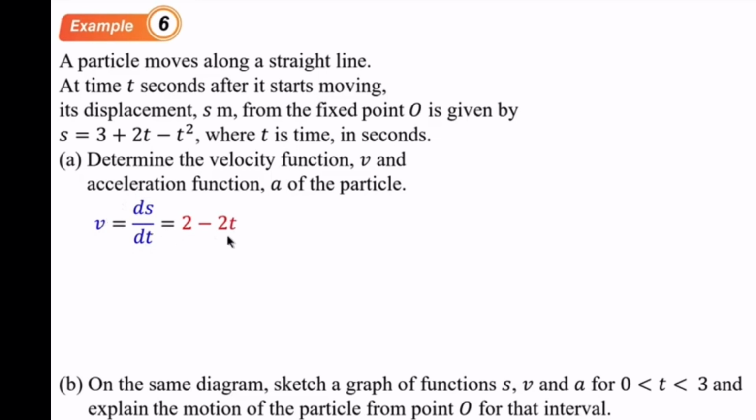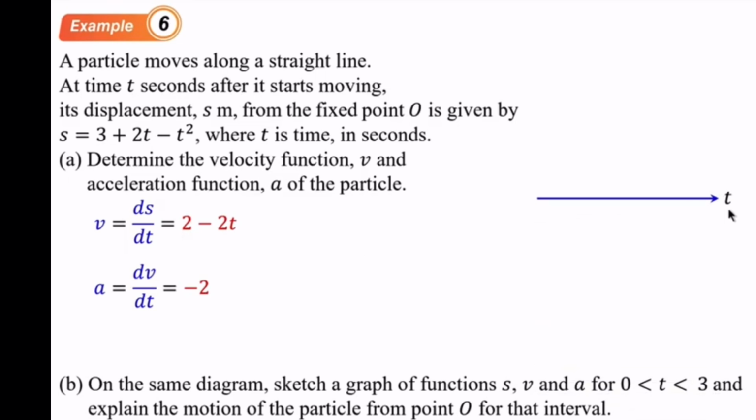Okay, for this question, you are asked to find the velocity. So you have to do ds/dt, right? 2 minus 2t. How do you get 2 minus 2t? You differentiate s. And if you want to get acceleration, you have to differentiate the velocity, which gives -2.